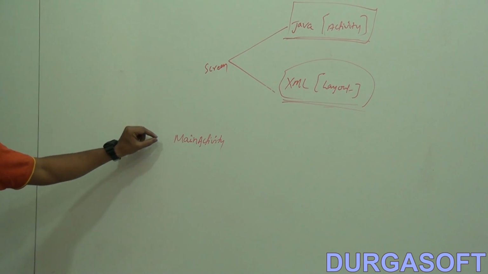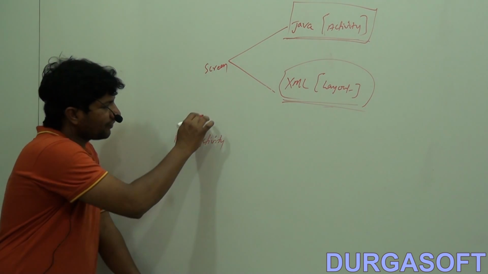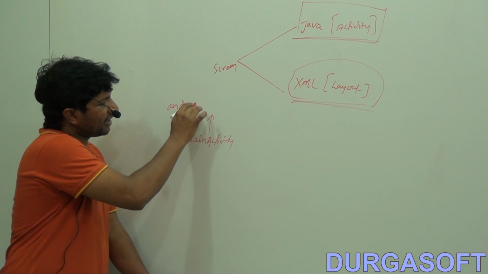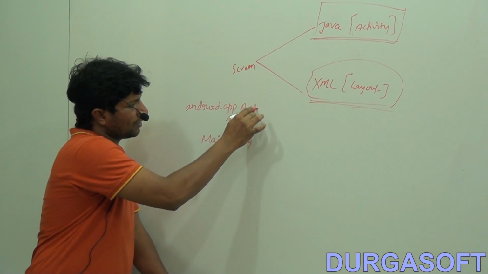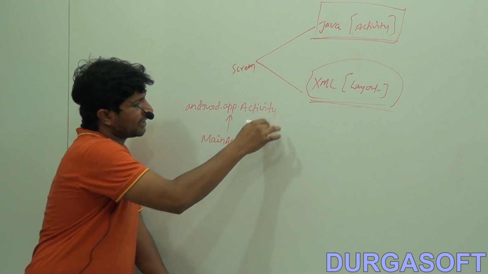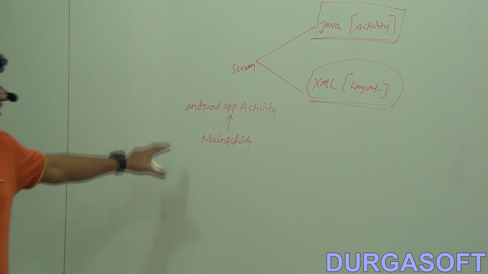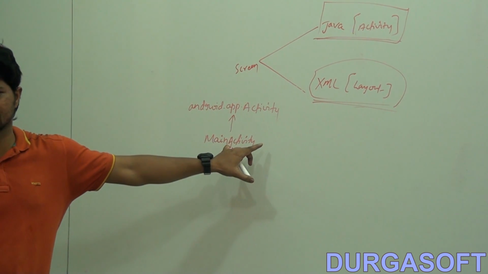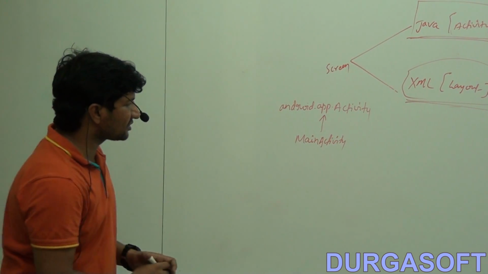The first rule to create an activity is to create a class with a subtype of android.app.Activity. So what is the first step to create an activity class? Create a class with a subtype of android.app.Activity. This is the first step to create an activity.